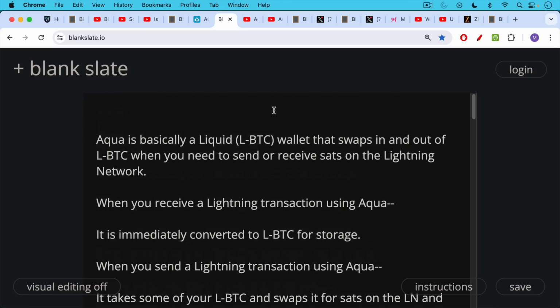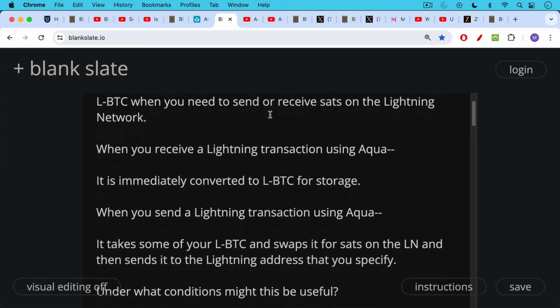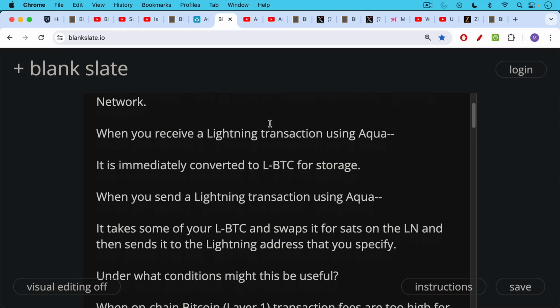When you're using the Aqua wallet, when you receive a Lightning transaction, it's immediately converted to LBTC for storage. This allows you to have a self-custodial solution, which is really nice. When you send a Lightning transaction using Aqua, it takes some of your LBTC and swaps it for sats on the Lightning network and then sends it to the Lightning address that you specify.